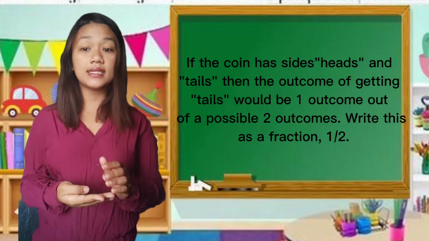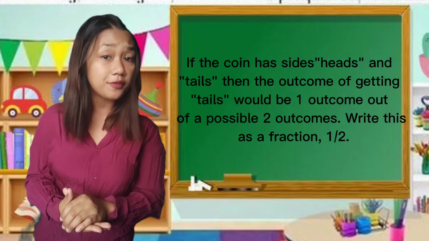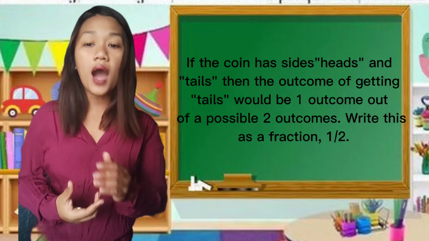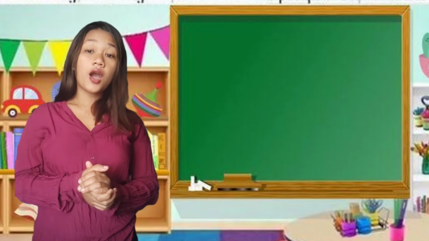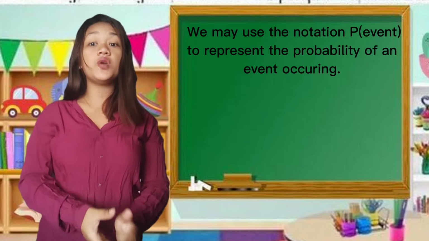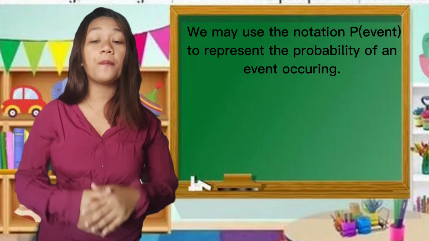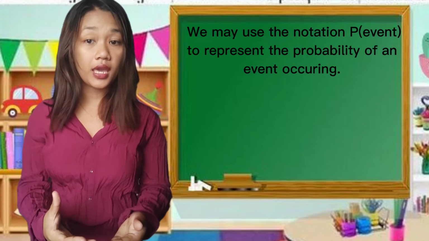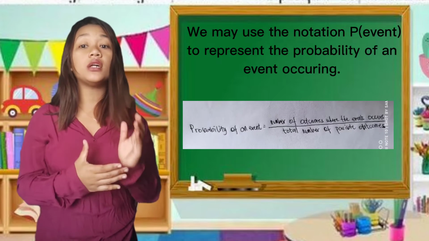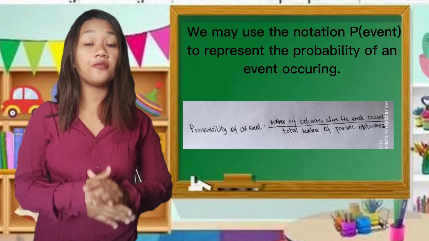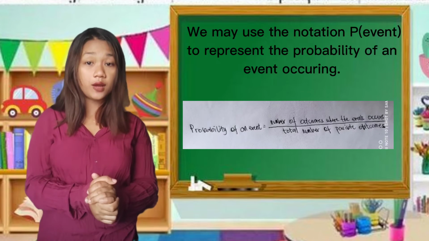We could write this as a fraction of what? 1/2. Yes, 1/2. Commonly in probability, we may use the notation P(event) to represent the probability of an event occurring, since our formula is the probability of an event is equal to the number of outcomes where the event occurs over the total number of possible outcomes.